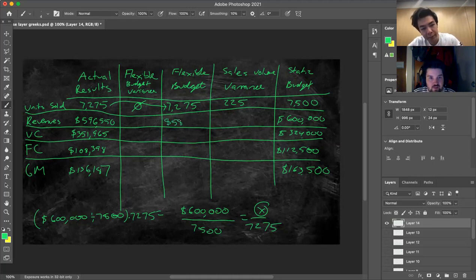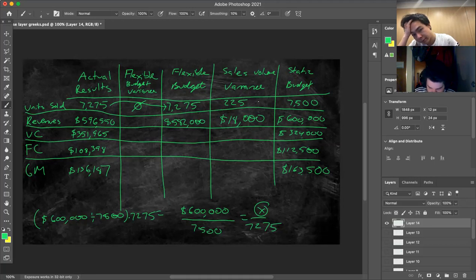So that would be the number there, and the difference should be the 18,000. Yep. The reason that works is because of proportions, and we're just proportioning our revenue down by selling 225 fewer units.